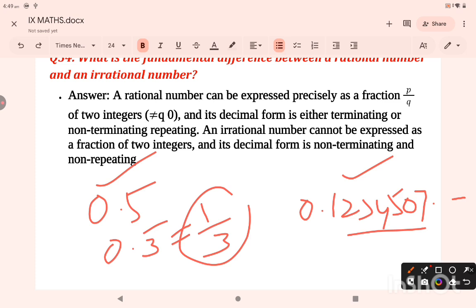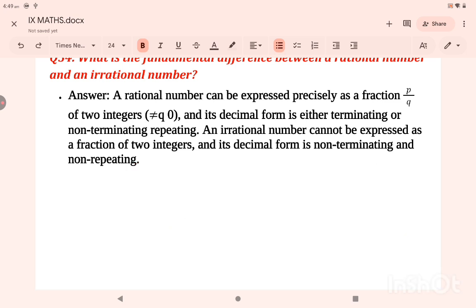Every rational number can be expressed in the form of p by q. The decimal expansion of rational numbers is terminating or non-terminating repeating decimals. And every irrational number cannot be expressed in the form of p by q. The decimal expansion of irrationals is non-terminating, non-repeating decimals. Now next question.